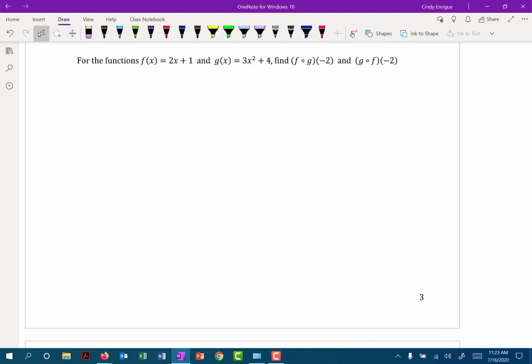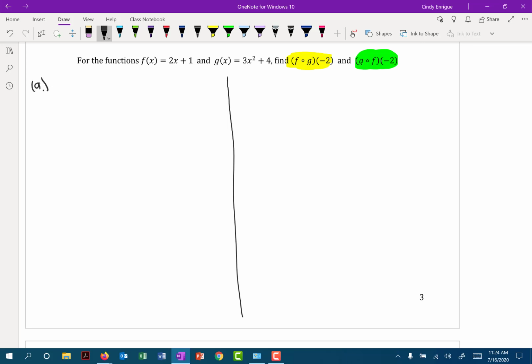For the next example, here we still have a function f and g, and now we're doing composition with a negative value, and that negative value is -2. So for part A, we're going to find f composed with g with respect to -2, and for part B, we are going to calculate g composed with f with respect to -2. So let's go ahead and split this up.